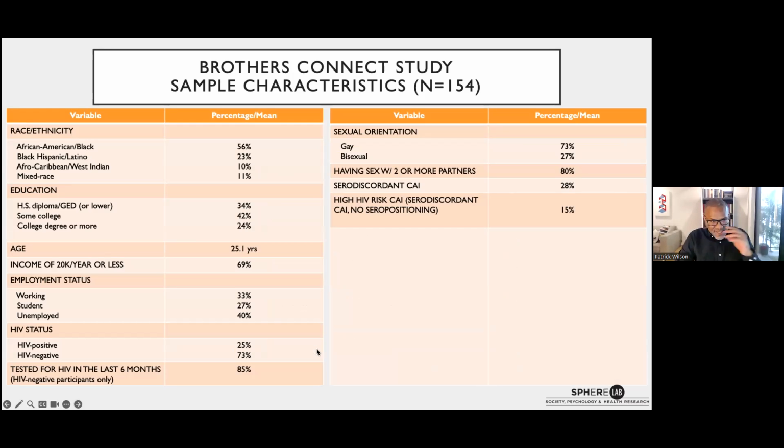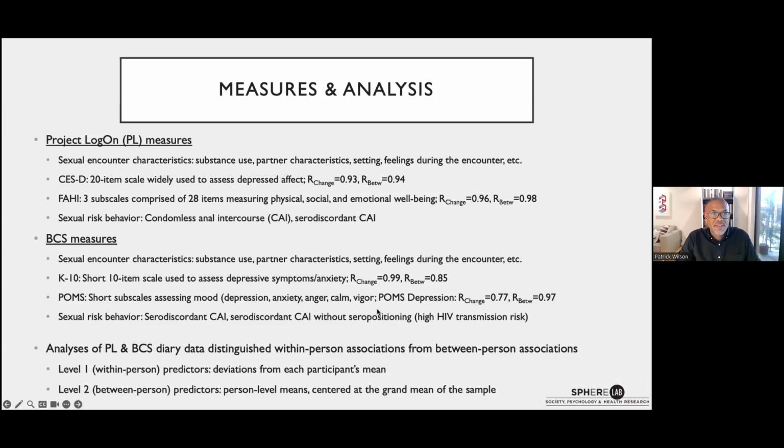Now I am talking about these 2 studies at once, I realize, but they are somewhat similar, so hopefully that's not going to be confusing. These are the characteristics for the Brothers Connect study. Very similar in many ways to the Project Log On study. Again, these were both HIV negative and positive individuals, but we again had a high number of lower SES men. And just briefly, I won't spend much time here, but we have similar measures across these two studies.